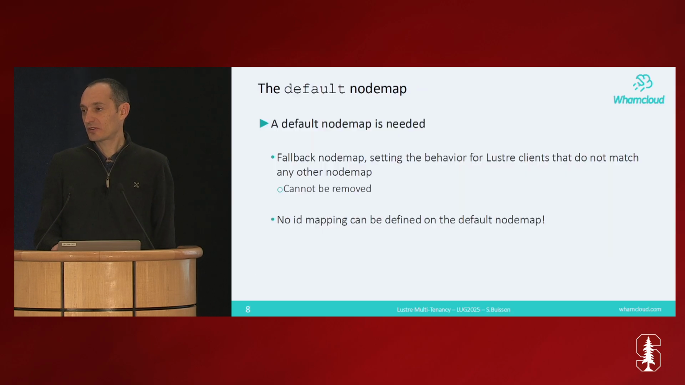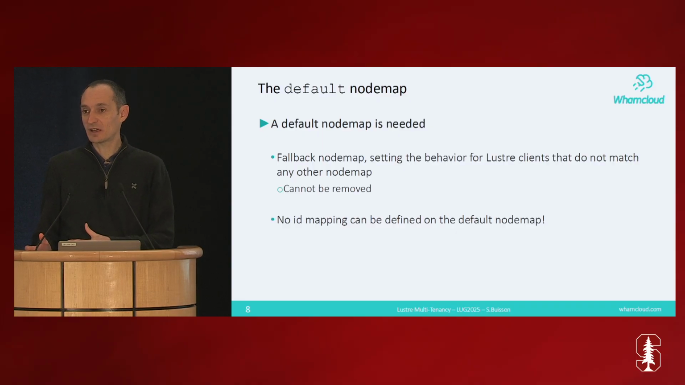So what happens if you are accessing Lustre from a client that does not belong to any node map that has been created? There is the default node map. It's a special node map. It cannot be removed. And it's a fallback node map to match all the NIDs that are not explicitly declared as part of another node map. This node map is special. It only contains a subset of the other regular node map properties. And for instance, you cannot define identity mappings on the default node map.